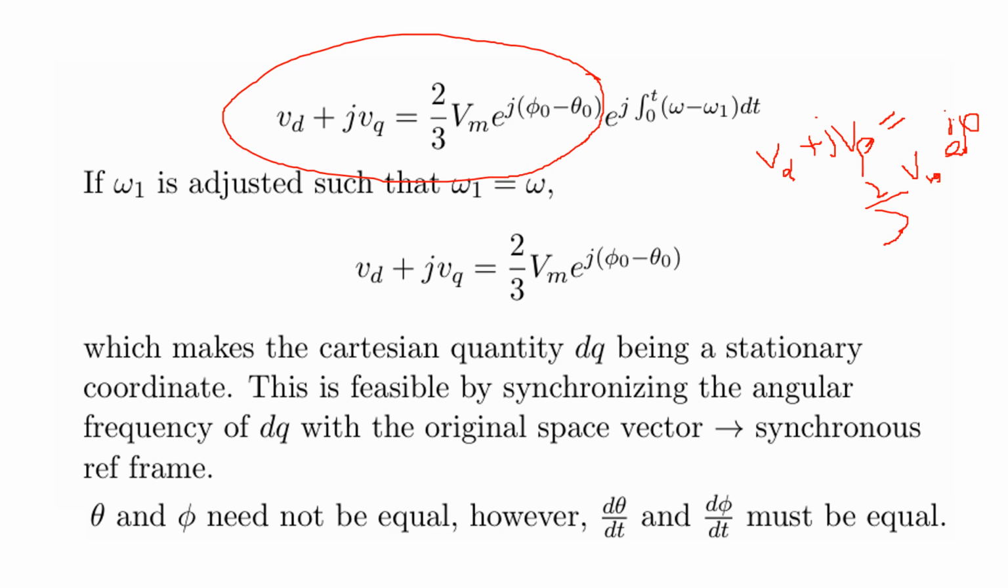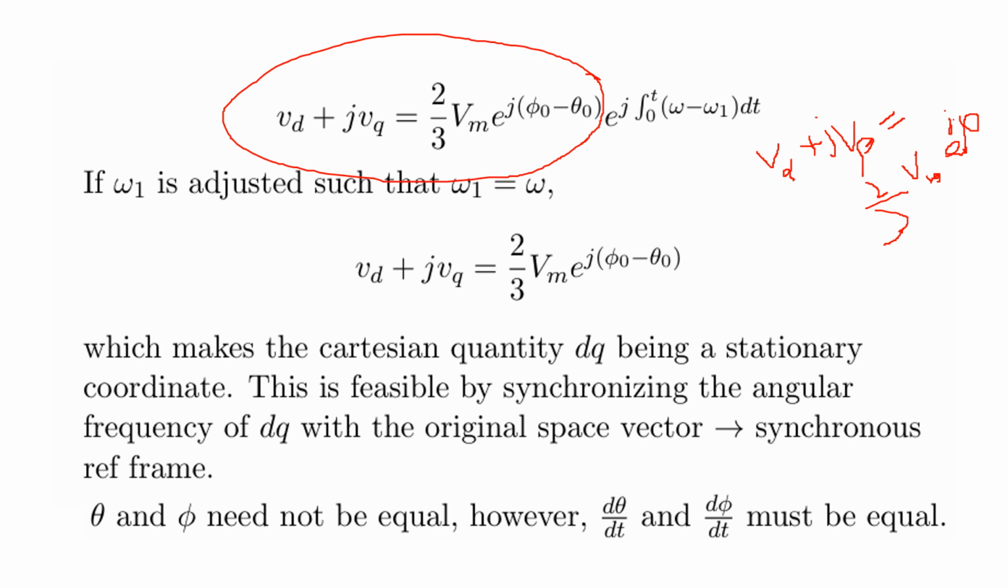Here we need to understand that theta and phi need not be equal, where this phi is the stationary phase angle, that is the angle between alpha axis and space phasor axis Vs, and this theta is the angle between the d axis of the dq frame and alpha.